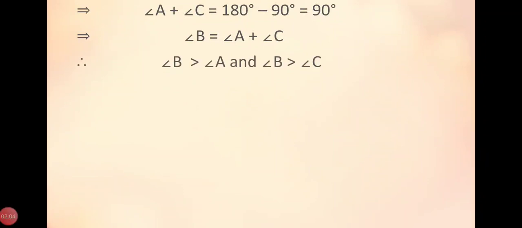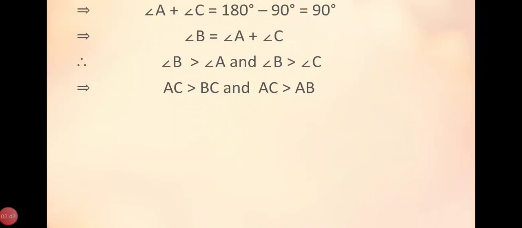Therefore, angle B is greater than angle A and angle B is greater than angle C, because sum of angle A and angle C makes angle B, that is 90 degree. So obviously it is that angle B is greater than angle A and angle B is greater than angle C also. Now, side opposite to angle B is AC. So we write AC greater than BC, because BC is the side opposite to angle A. Similarly, AC greater than AB, because AC is the side opposite to angle B and AB is the side opposite to angle C.